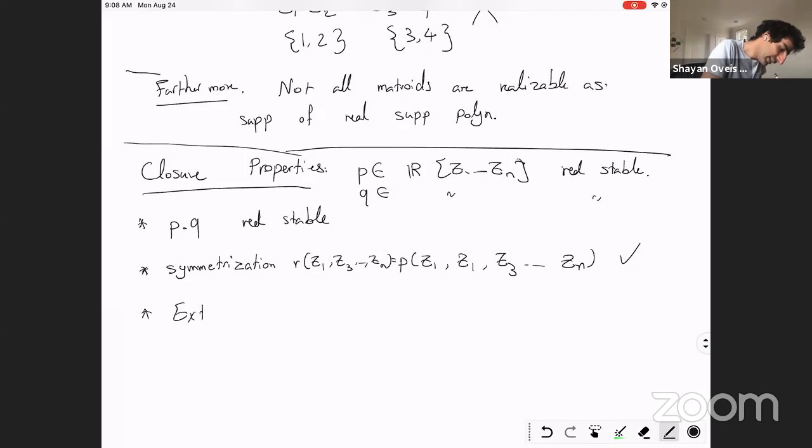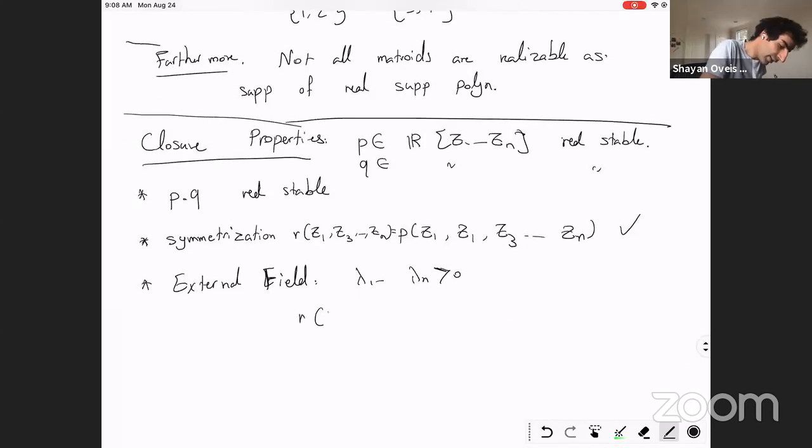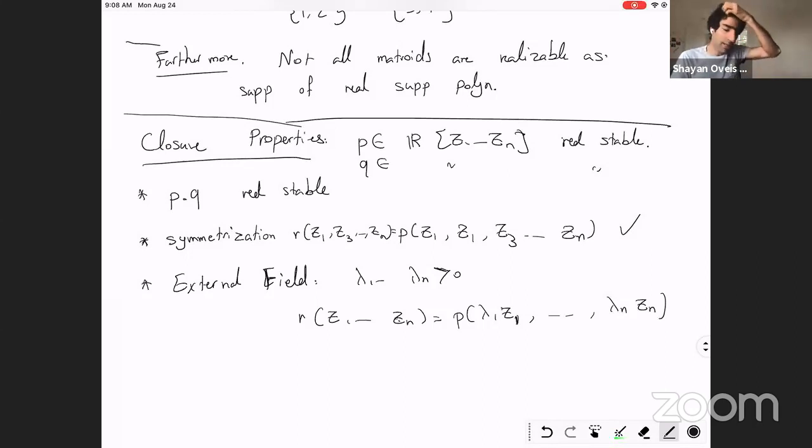Another one is called external field, or I should say positive external field. Let's say you have a vector lambda 1 up to lambda n, and they are positive. Then you define R of Z1 up to Zn to be P of lambda 1 Z1, all the way to lambda n Zn. This polynomial is also real stable. Again, you prove it by contradiction. Suppose R is not real stable, so it has a root Z1 up to Zn in the upper half complex plane. I multiply Z1 with lambda 1, Z2 with lambda 2, Zn with lambda n, and I get a root of P. Because the lambda i's are positive, lambda 1 Z1 also has a positive imaginary value, and so does lambda n times Zn. Therefore P was not real stable to begin with, and that's a contradiction.